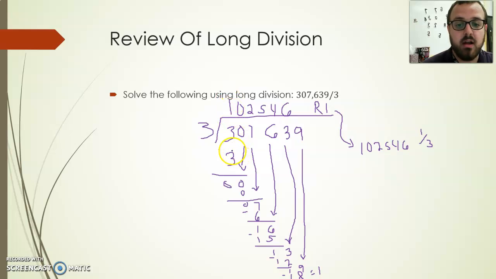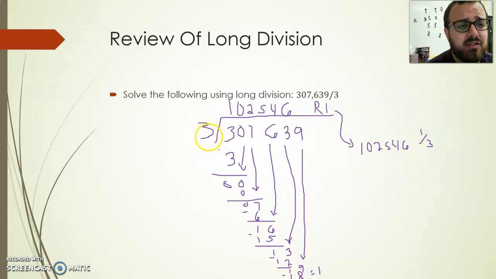So I put a 1 up here, I write 3 down here, I subtract, I get 0, I bring down the next number, and then I repeat that process again. How many times does 3 go into 0? 0 times, write it down, and I keep doing that over and over and over again. Whatever I have left over at the end is called a remainder. I wrote a remainder of 1. We also can write that as 1 over 3 by putting it over the divisor there, okay?